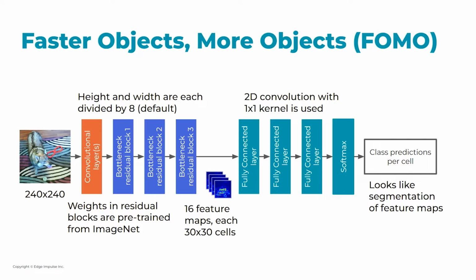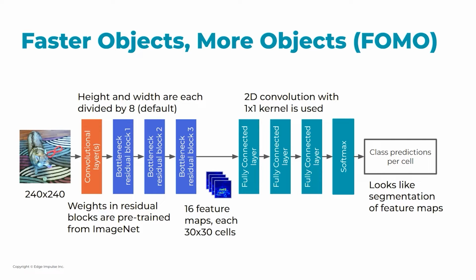And so you end up with these 30 by 30 cells, assuming a 240 by 240 input. And each pixel, for lack of a better term, each feature in those feature maps can be classified individually. So we're basically doing image segmentation now based on these feature maps. And then to classify those individual cells, we send each of those through these fully connected layers. That's just a basic dense neural network, or fancy name for a dense neural network.